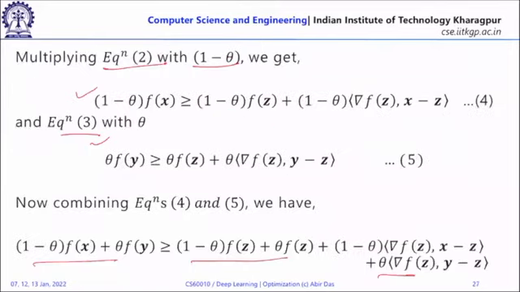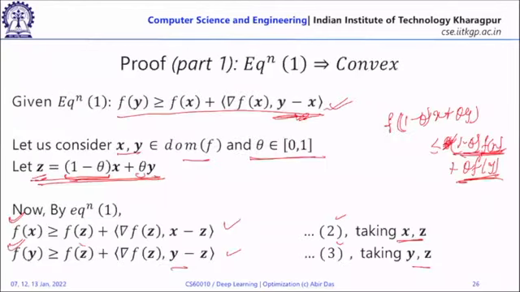So Z's definition is here: 1 minus theta x plus theta y, right?